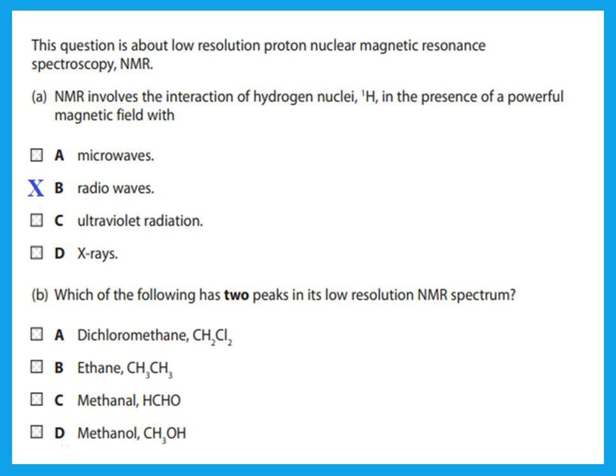So what does dichloromethane look like? This is dichloromethane. Actually, both hydrogens are equivalent. So both of them will give me only 1 peak, not 2 peaks.